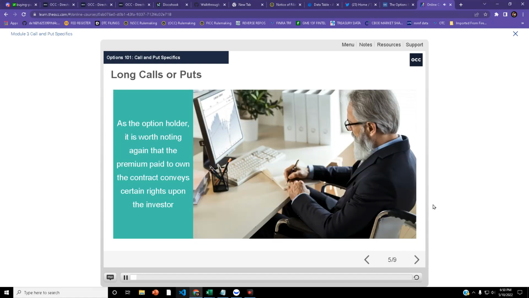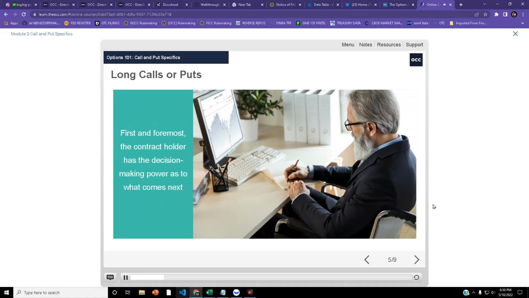As the option holder, it is worth noting again that the premium paid to own the contract conveys certain rights upon the investor. First and foremost, the contract holder has the decision-making power as to what comes next.